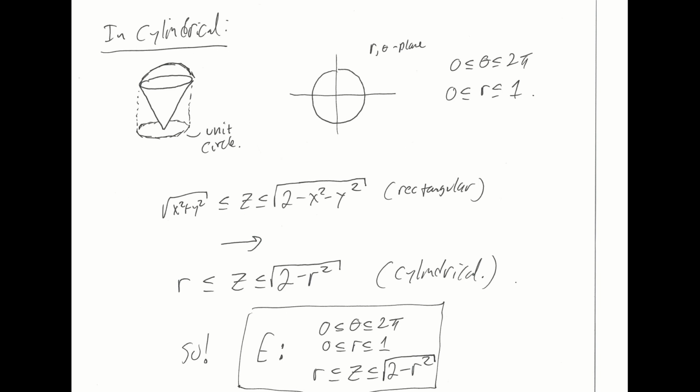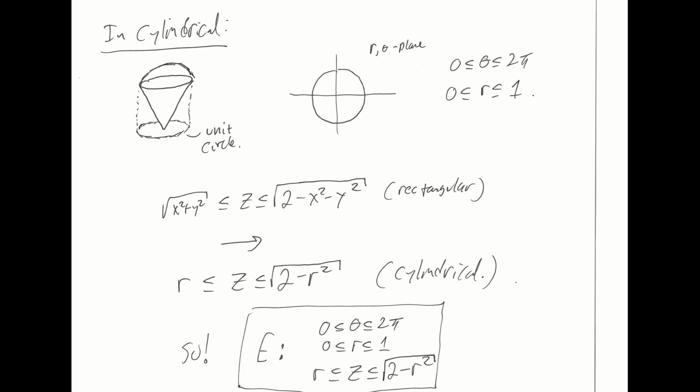And z in rectangular looked like the square root of x squared plus y squared less than or equal to z, less than or equal to this expression for the upper half of the sphere. If we translate that into cylindrical, it does simplify a bit. So now we're looking at r less than or equal to z, less than or equal to the square root of 2 minus r squared. And that's not as nice as something could be. There's still a square root involved, for instance, here. Though it is considerably nicer. The left-hand boundary especially, or the lower boundary from z, simplified considerably.